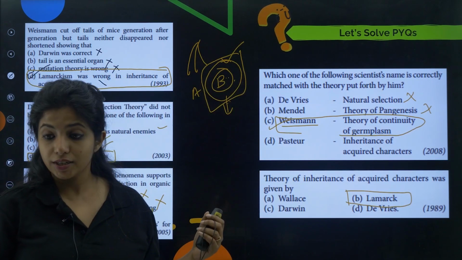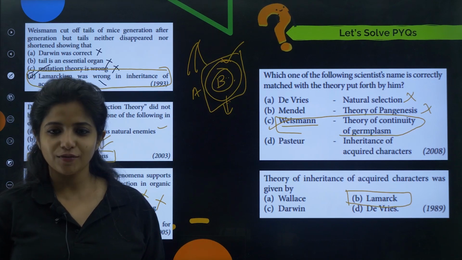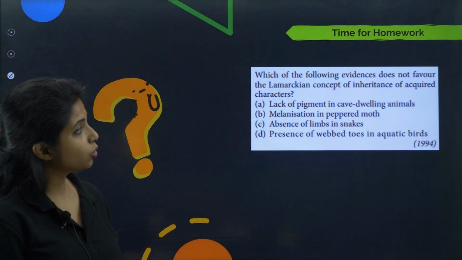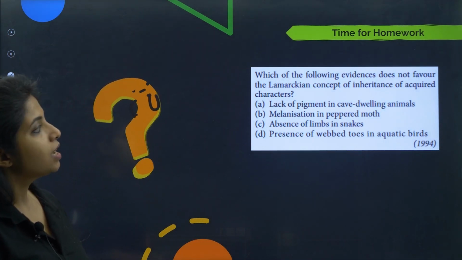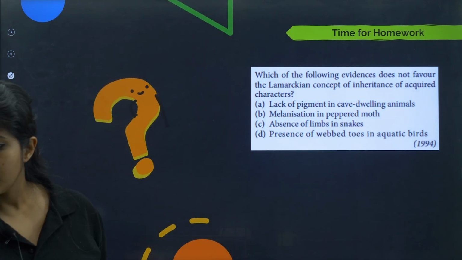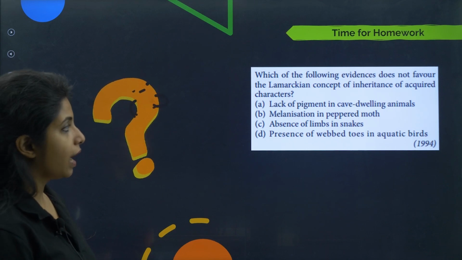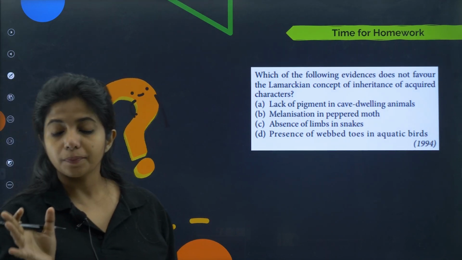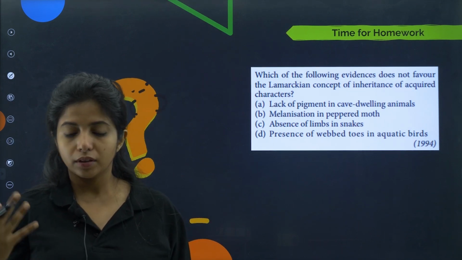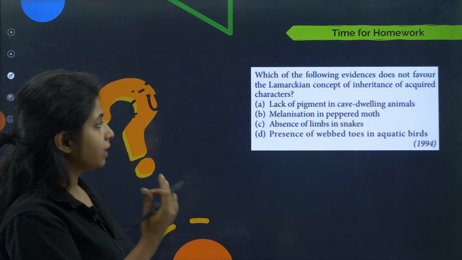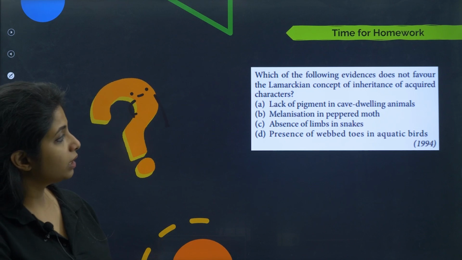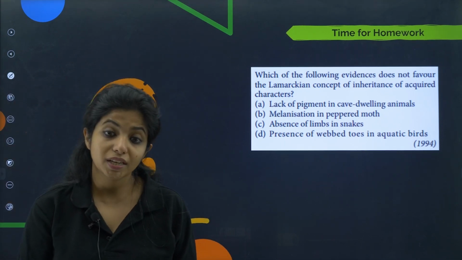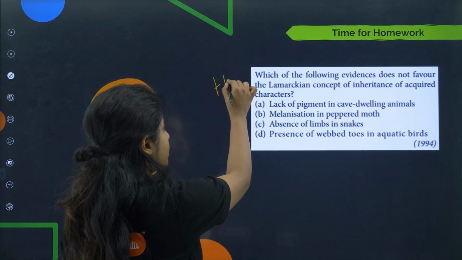Cool. So this is how the question comes, and please don't worry, I have one more question for you two little people. Ready for the homework? So let's see the homework. Which of the following evidences does not favor the Lamarckian concept of inheritance of acquired characteristics? Which is not favorable? Lack of pigment in cave-dwelling animals, melanization in peppered moth, absence of limbs in snakes, presence of webbed toes in aquatic birds. So these are the options. This is the homework. This won't be done by me now.